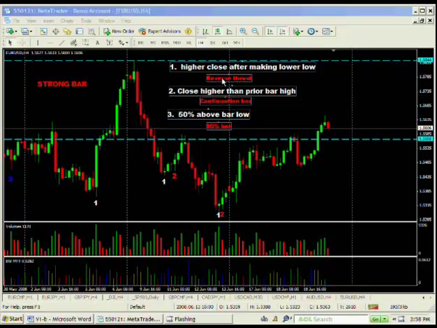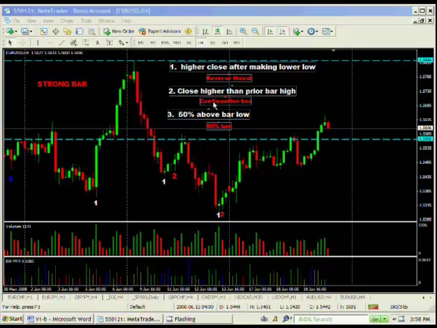The reverse thrust bar: when price is falling down, you will have a bar that makes a higher close after making a lower low. For instance, number 1 on the chart here are all reverse thrust bars. You see they closed higher after making a lower low than the previous bar. This low is down here, this high is up here, so we made a lower low and a higher high.